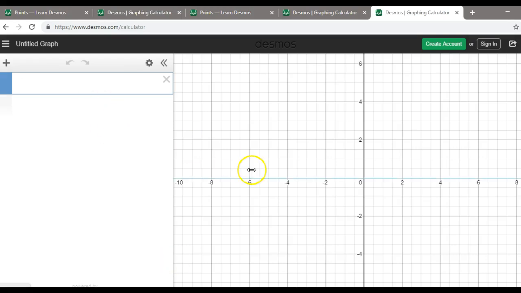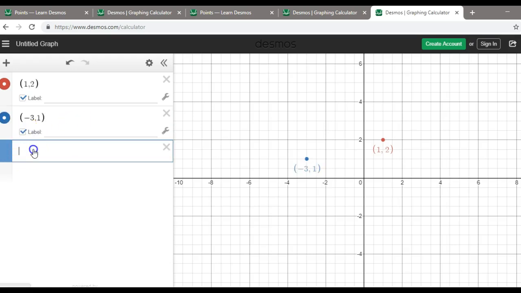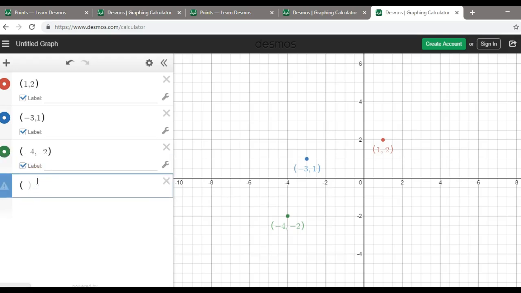So if we pull the graph back up, if I want a point in quadrant 1, I need 2 positive values. I can check this box to turn the label on. For a point in quadrant 2, I need a negative x and a positive y. Quadrant 3, both x and y are negative. Quadrant 4, positive x, negative y. I now have a point in all 4 quadrants.